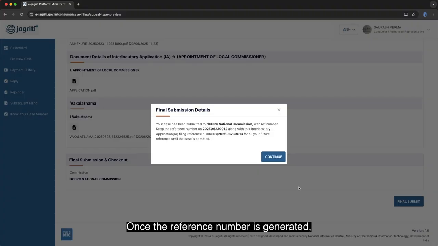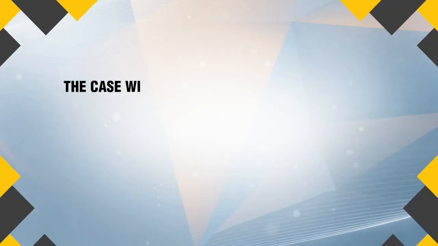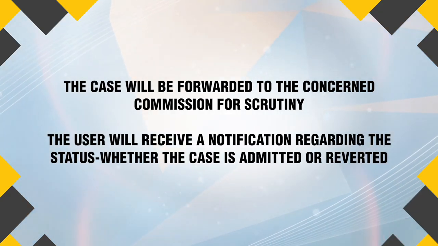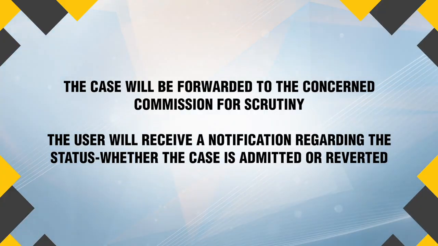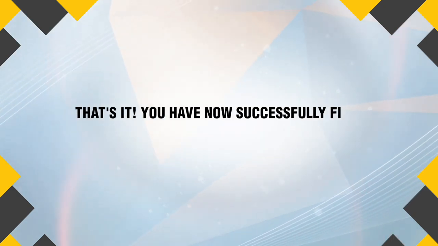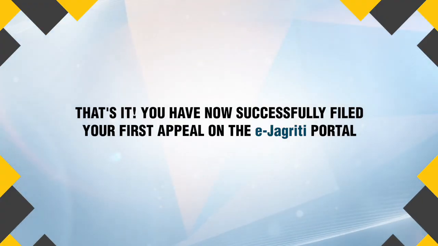Once the reference number is generated, details will be automatically sent to the registered mobile number and email ID. Click on Continue for final confirmation. The case will be forwarded to the concerned commission for scrutiny. The user will receive a notification regarding the status, whether the case is admitted or reverted. That's it. You have now successfully filed your first appeal on the eJagriti portal.